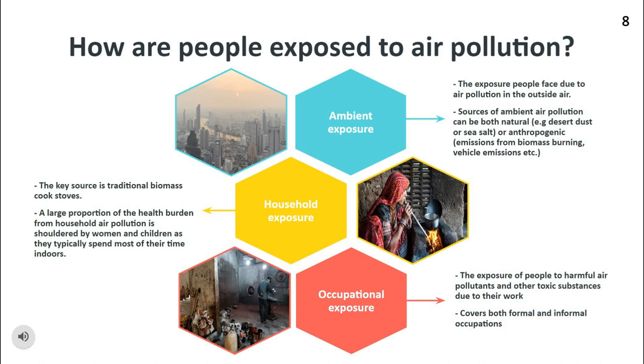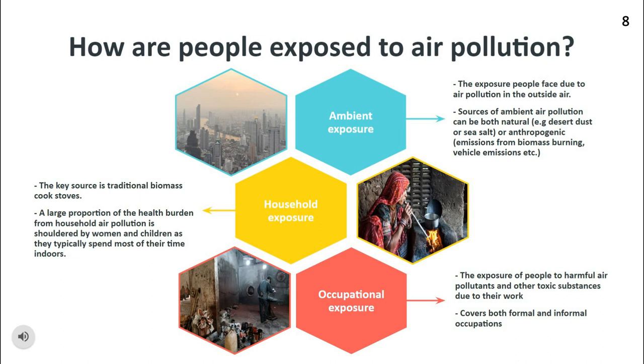There are three different ways in which people can be exposed to air pollution, and some people might be exposed to all sources of air pollution. The first type of exposure is ambient exposure, which refers to the exposure that people face due to air pollution in the outside air. Everyone is exposed to ambient air pollution. However, there are spatio-temporal variations in ambient air pollution concentrations within regions, countries, or cities. People will be exposed to different levels of ambient air pollution depending on their locations.